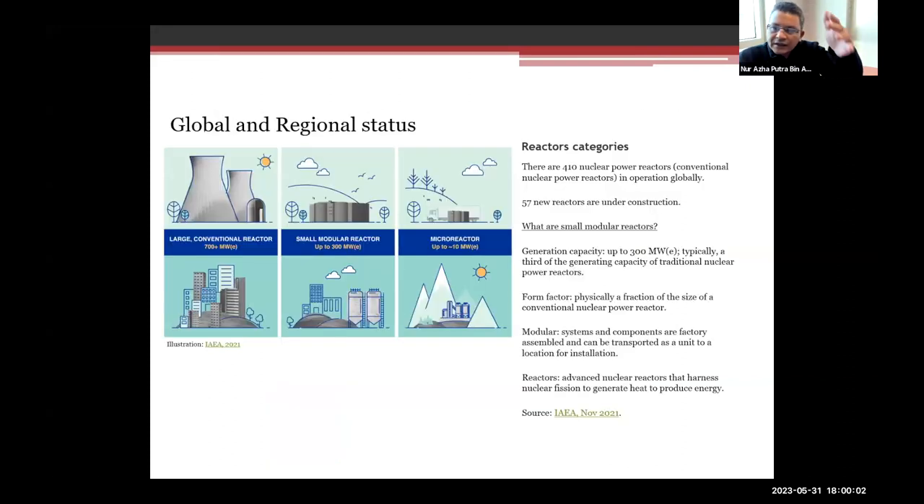Okay, so zooming in on the global and regional status, right, there are 410 nuclear power reactors in operation. 57 are new, and these are largely large conventional reactors. We believe, or it appears at least, that small modular reactors are the one for the future. And how are these SMRs different from the conventional reactors? Well, SMRs have a small generation capacity, up to 300 megawatts, which is typically a third of the generating capacity of traditional nuclear power reactors.